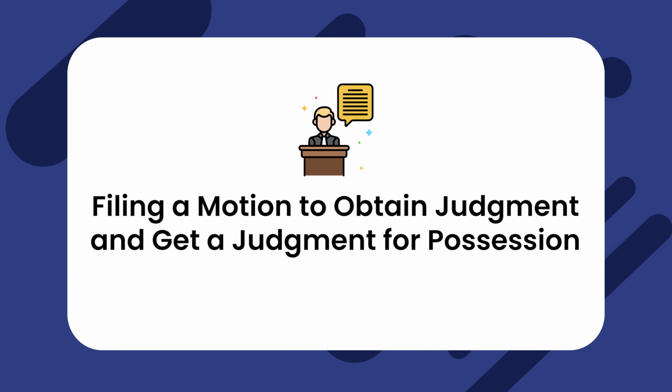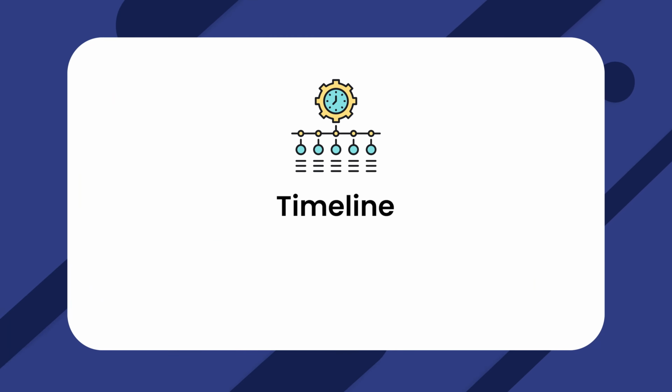filing a motion to obtain judgment and get a judgment for possession. This step involves winning the case. The landlord must provide a strong argument backed up by solid evidence against the tenant. If the tenant fails to show up to the hearing, the landlord wins by default. Timeline. Eviction hearings are scheduled 10 to 14 days after the summons and complaint was issued.